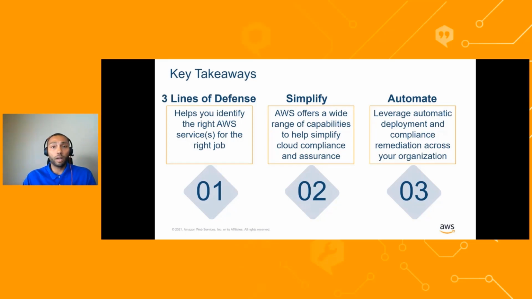The second key takeaway is simplify. Take advantage of the capabilities that are in place that can help you quickly establish an effective compliance baseline. And the third key takeaway is to automate. Leverage automation using tools such as AWS Systems Manager Quick Setup or automation runbooks to help you efficiently roll out a compliance framework, as well as remediation actions that can help you keep your resources in a compliant state.